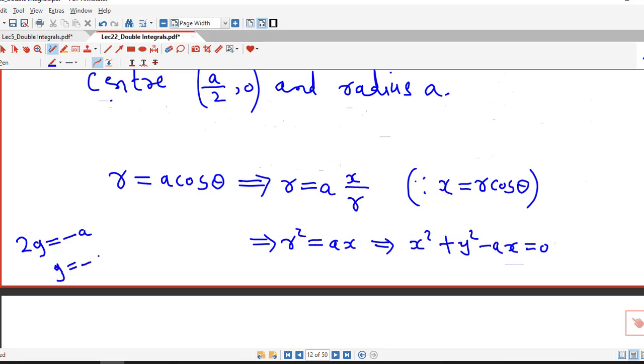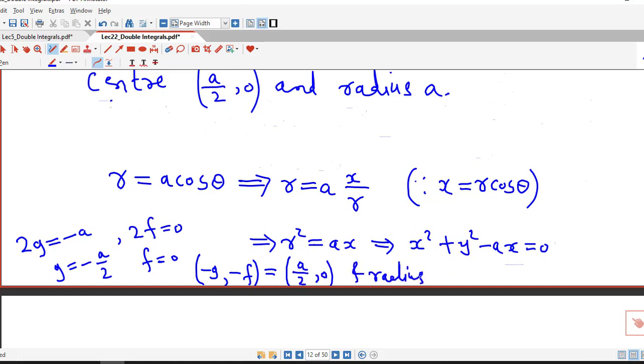So we will have g equal to minus a by 2 and there is no y term, so we will have 2f equal to 0, that is f equal to 0, and c is also 0. As we know, center of the circle is (minus g, minus f), that is (a by 2, 0), and radius is under root g square plus f square minus c. So if you calculate, radius is also a by 2.